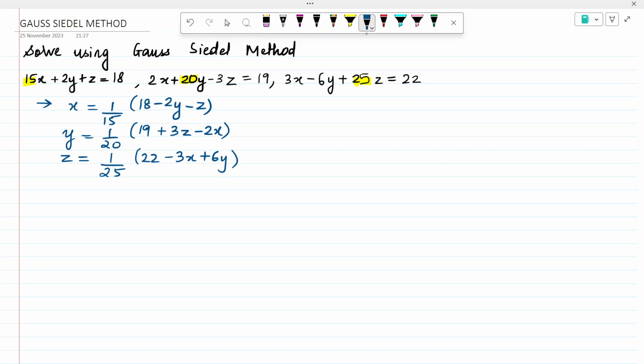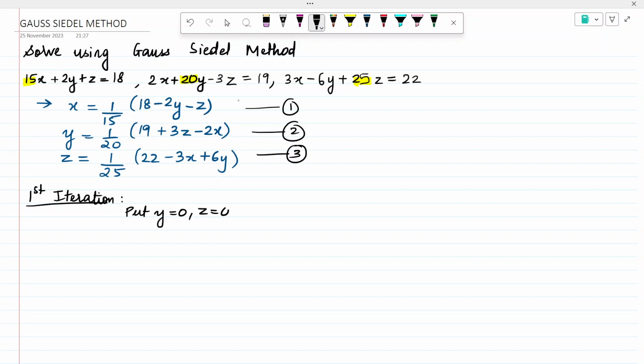ओके, सो लेट्स सी गॉस सीडल का स्टेप नंबर 1 या आइटरेशन नंबर 1. गॉस सीडल एंड जैकोबी में यही फर्क होता है कि आप यहाँ पे फ्रेशेस्ट वैल्यू लेते हो हमेशा. ठीक है, स्टार्ट तो हमेशा इसी से करोगे कि y 0 एंड z 0, और इसको अलग अलग इक्वेशंस लेंगे, इक्वेशन 1, 2 एंड 3. ठीक है, तो अब इक्वेशन नंबर 1 में I put y 0 and z 0 in equation 1. So let's do that, and we'll get x is equal to 18 by 15.